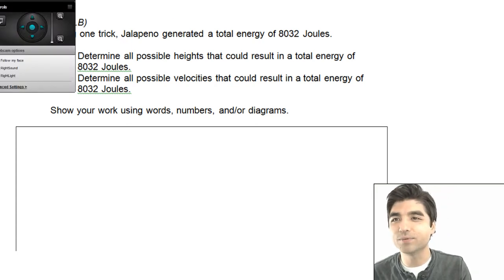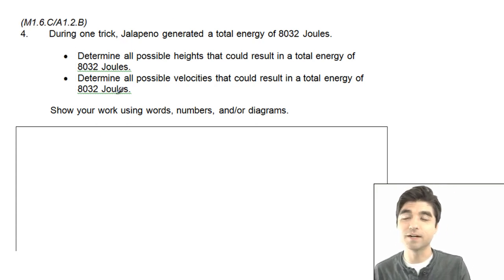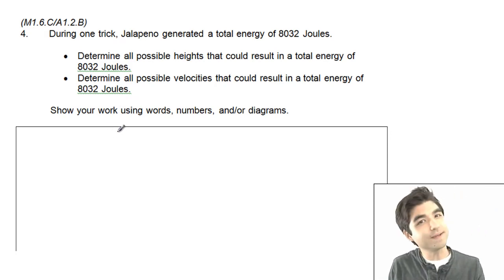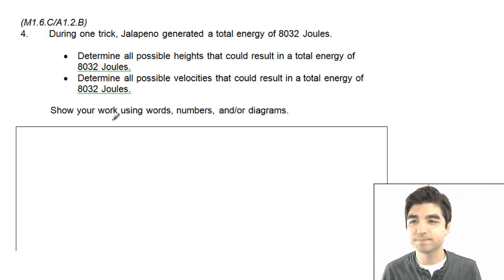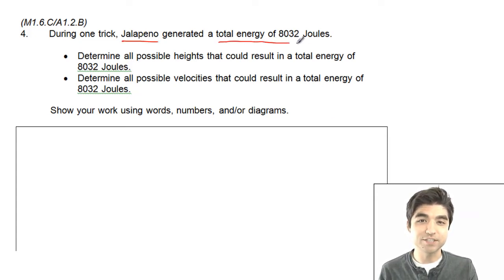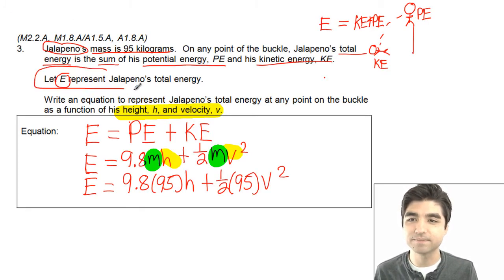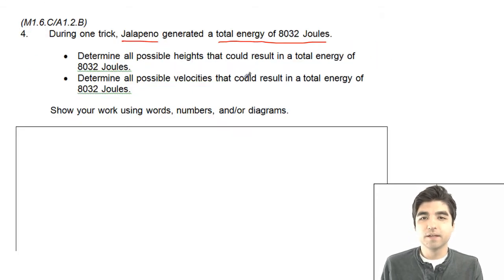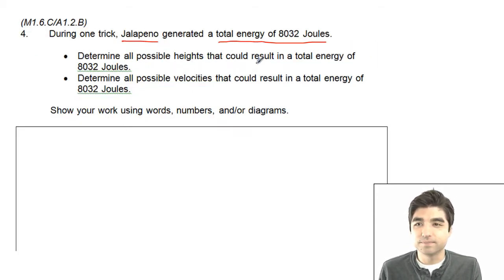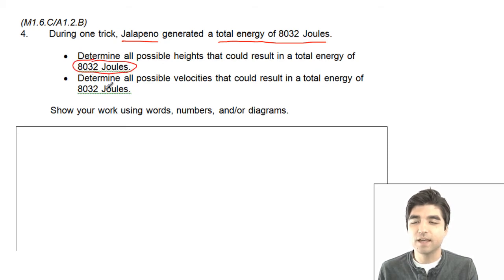Alright, so we're on the last one, number 4 of the practice test. WrestleMania, this is for the skate part test, and during one trick, Jalapeno generated total energy of 8,032 joules. Remember from the previous slide, total energy is the E part. So it says determine all possible heights that could result in a total energy of 8,032 joules, and also determine all possible velocities that could result in a total energy of 8,032 joules.